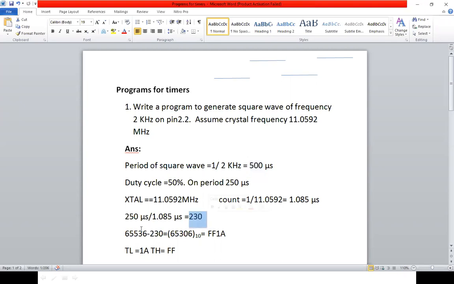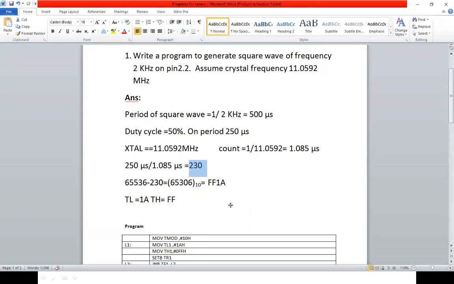You have to subtract the count from 65,536. You will get the decimal value and you have to create the values there. Okay, so we will go to the program. I think you can understand this. This is the program.